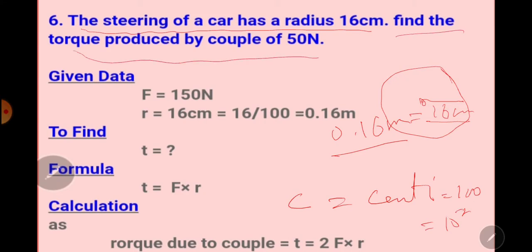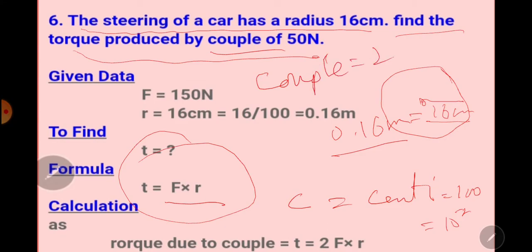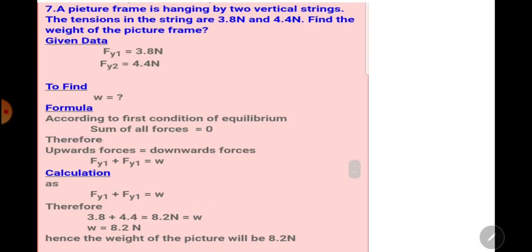Find the torque produced by a couple. We have to calculate the torque. This is the formula for torque. You will find torque and then find the couple. Couple is actually 2 times the torque, 2 multiplied by F cross R. We have written the value of torque.